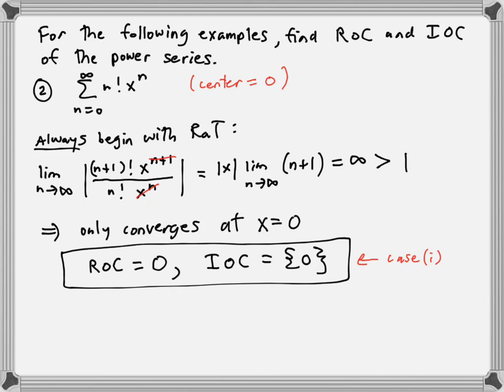Okay. Let me write down number 3 here. So number 3 is going to be the following series. You'll notice n is starting at 1 this time, and that's because we have an n on the bottom, right? We can't start it at n equals 0 because otherwise we would have an undefined term for our first term.